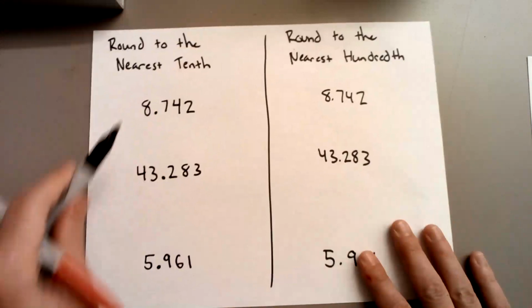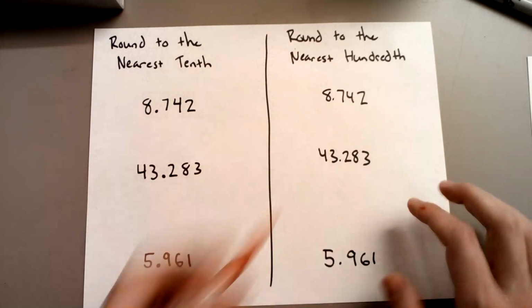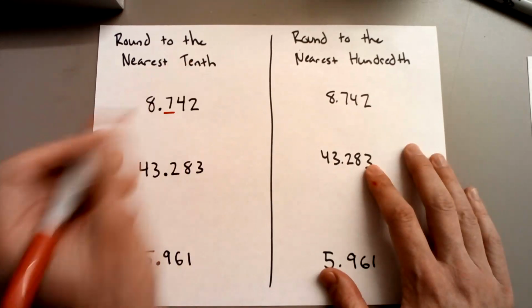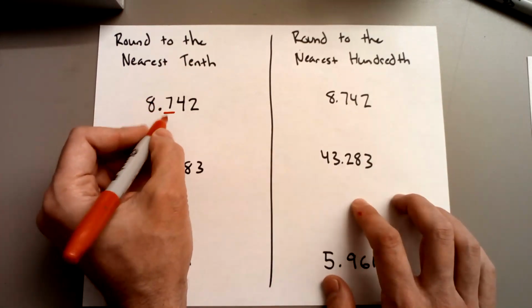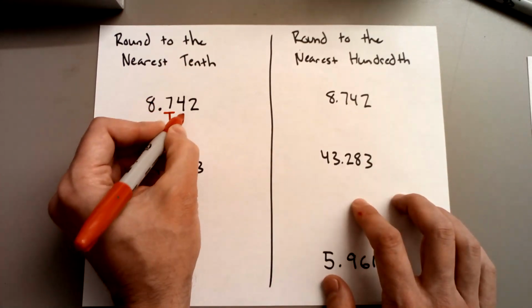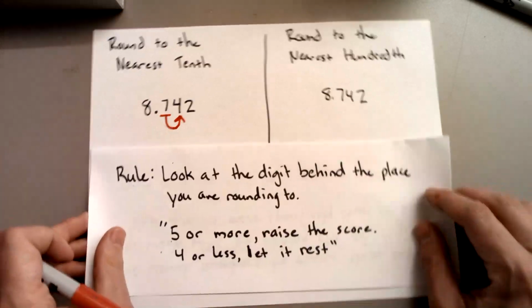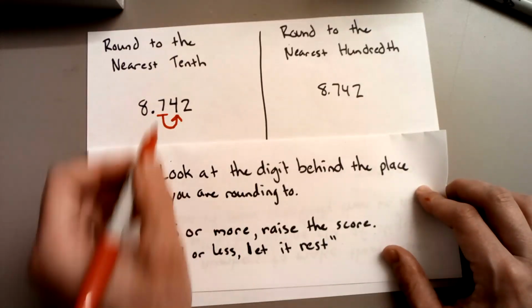So we're going to go down this column first. We're going to keep rounding to the nearest tenth first. And we're going to round those same numbers to the nearest hundredth. So around the nearest tenth, I'm just going to underline the digit in the tens place, which is a 7. The only number that matters is the number right behind that 4 in the hundredths place. So my saying says 5 or more, raise the score. 4 or less, let it rest.